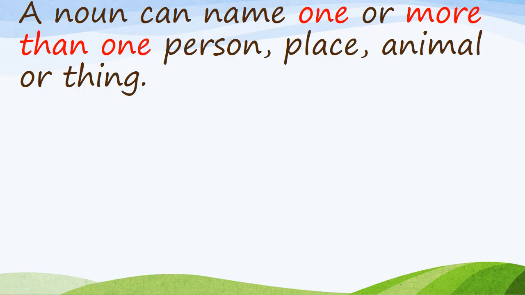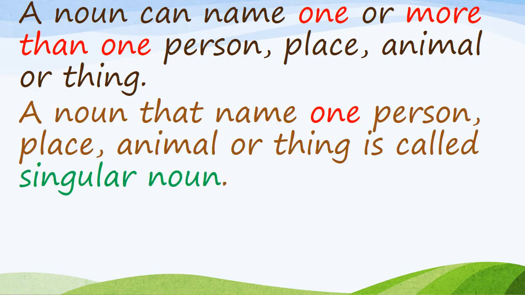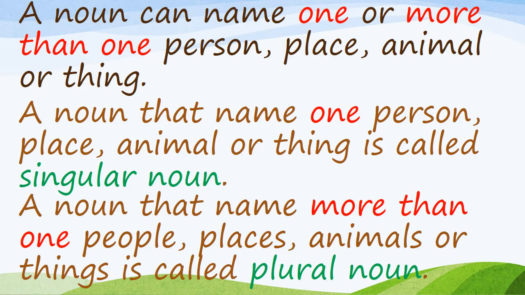You know, a noun can name one or more than one person, place, animal or thing. A noun that names one person, place, animal or thing is called a singular noun, and a noun that names more than one person, place, animal or thing is called a plural noun.